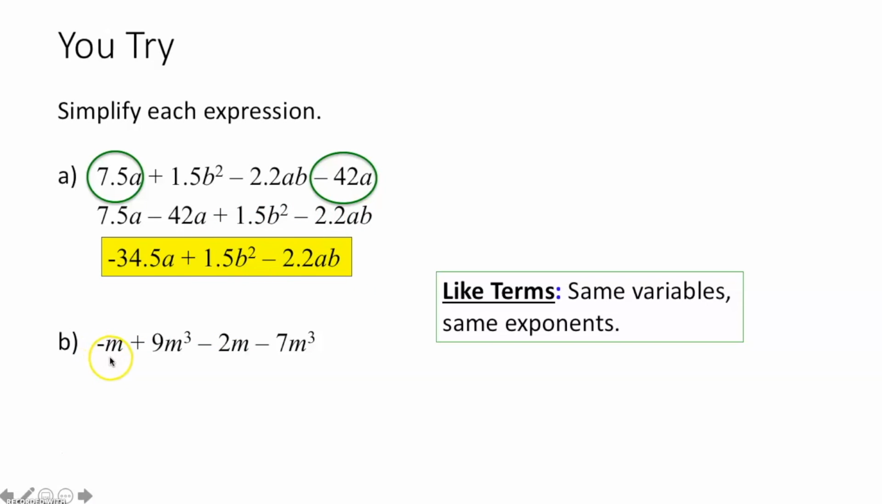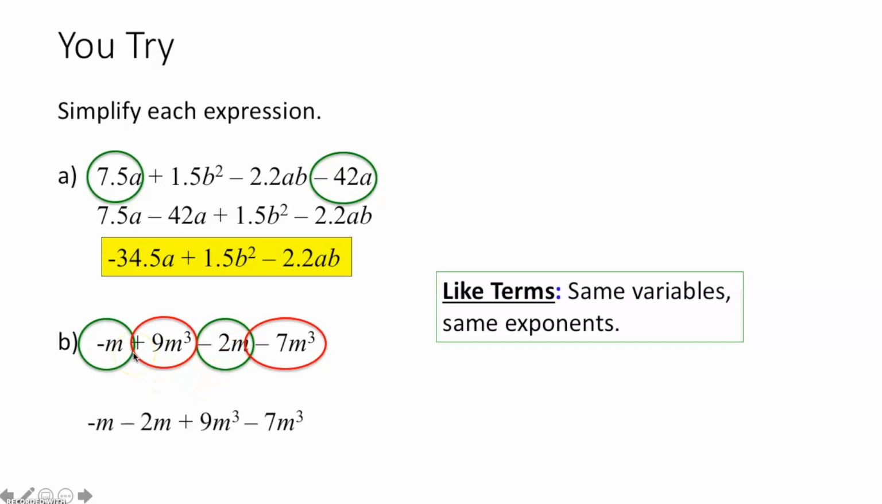Down here, we have negative m plus 9m cubed minus 2m minus 7m cubed. M to the first power. Is there another m to the first power? Yeah, this guy right here. So those two would be considered like terms, just like m cubed and m cubed would be considered like terms. So we're going to rewrite it so they are next to each other. We're going to take this negative 2m, put it in front of the positive 9m cubed using the commutative property.